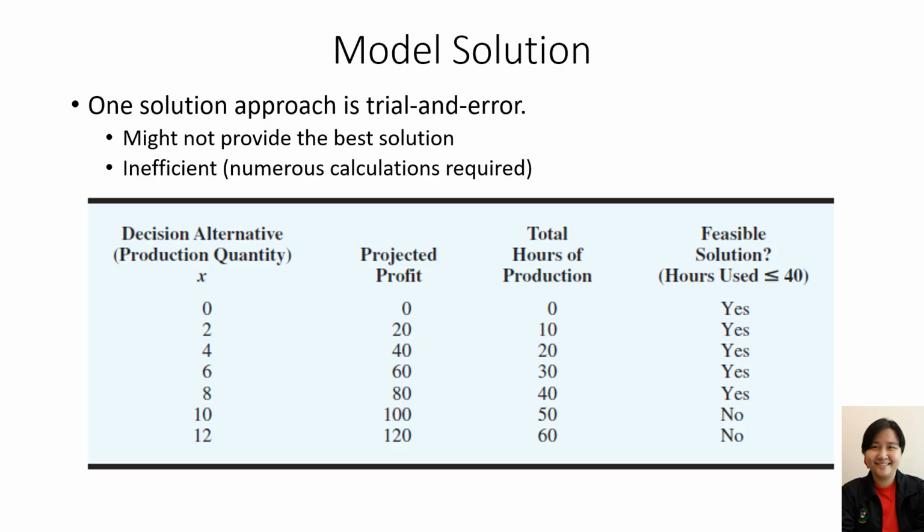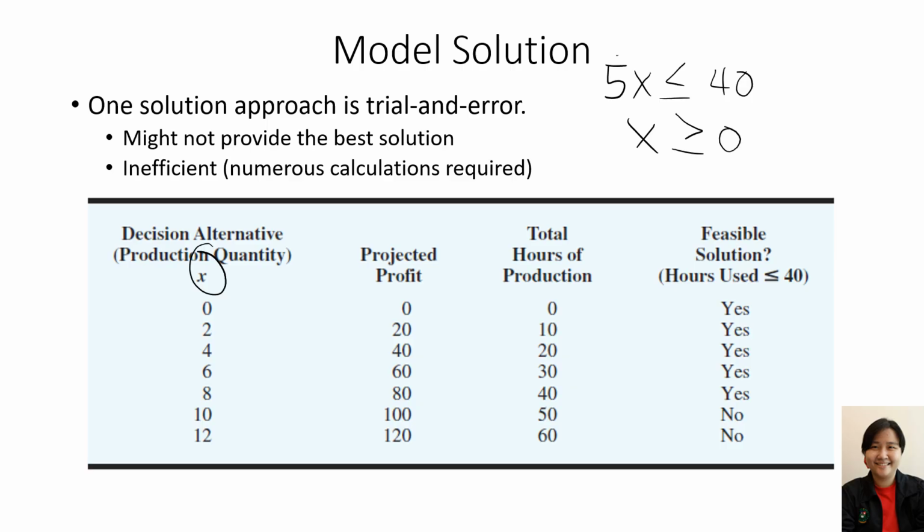One procedure that might be used in the model solution step involves a trial and error approach where the model is used to test and evaluate various decision alternatives. In this process, we just assume or plug in figures to represent x and use that to compute for the various projected profit and total hours of production. Based on the previous example given, the constraints are 5x should be less than or equal to 40, and x should be greater than or equal to 0.